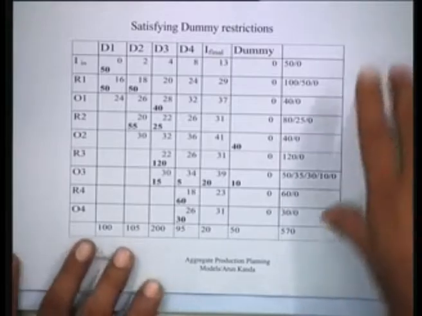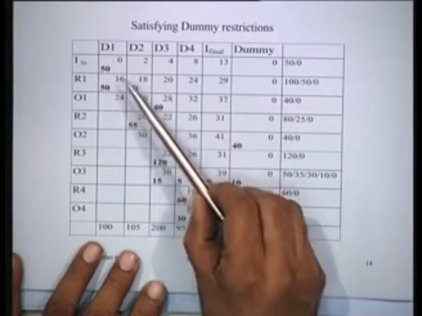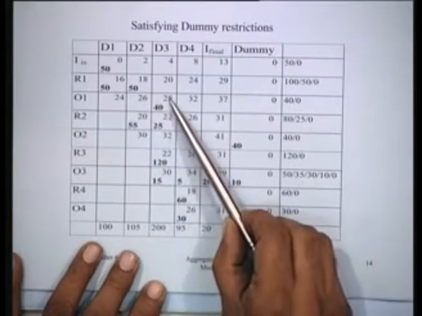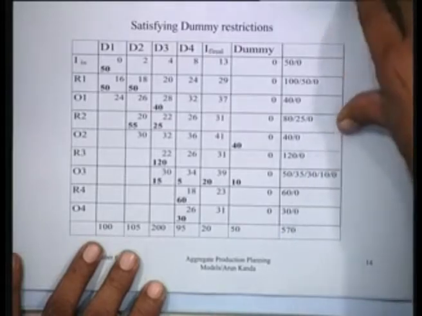Okay, let's see what the solution looks like and what is the total cost. Obviously the total cost for this solution will be 50 into 0 plus 50 into 16 plus 50 into 18 plus 40 into 20 and so on, summed up over all the values, Cij Xij, summation over all ij, right?